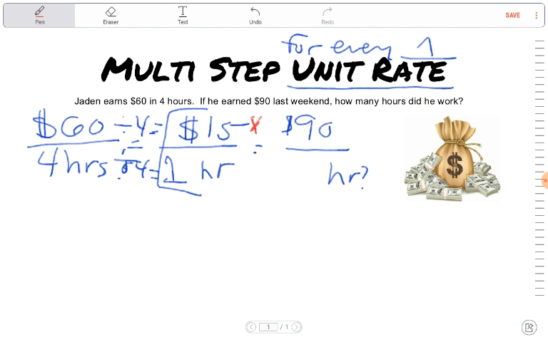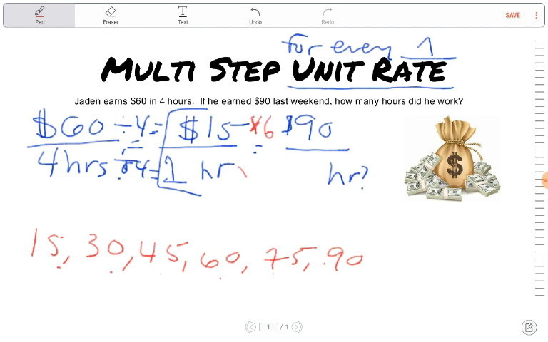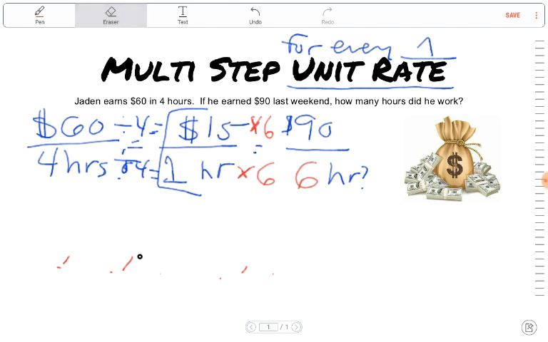And you could either know this or you can skip count 15, 30, 45, 60, 75, and then 90. I count by 1, 2, 3, 4, 5, 6. I have to multiply this by 6. And now that means that because I multiply the top by 6, I multiply the bottom by 6, and I get 6 hours. But we can't just write 6 hours, and if you leave this here, it's not complete.